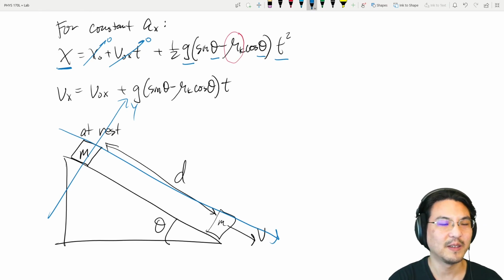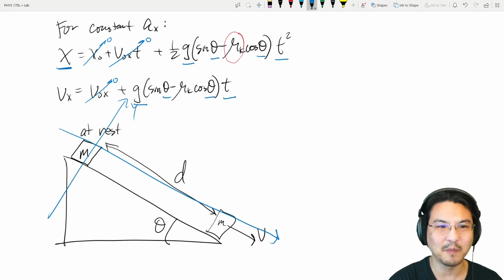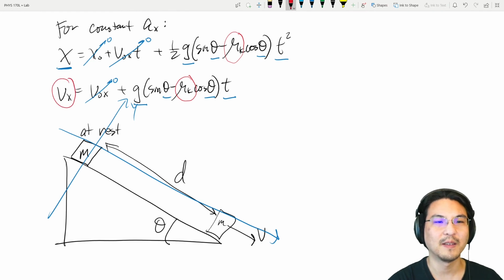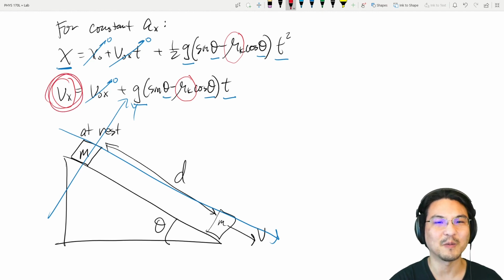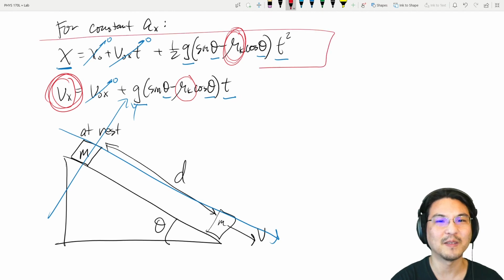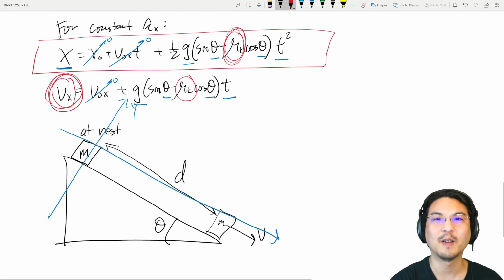Okay, next, the initial velocity was 0. We know g, we know the angle, you measure time, we don't know coefficient of friction, and the speed. We weren't really asking about the speed, we're just after the coefficient of friction, which means we just need this equation right here.